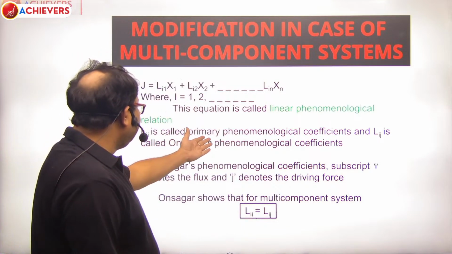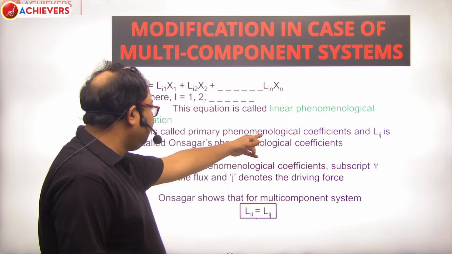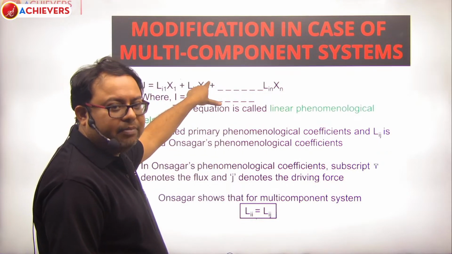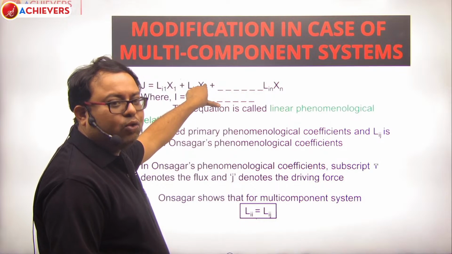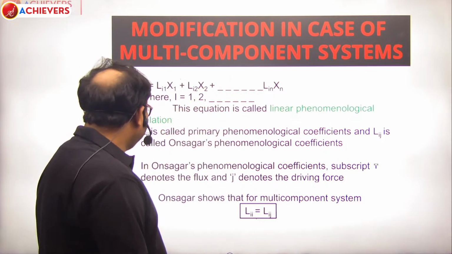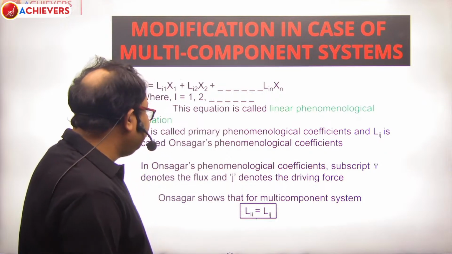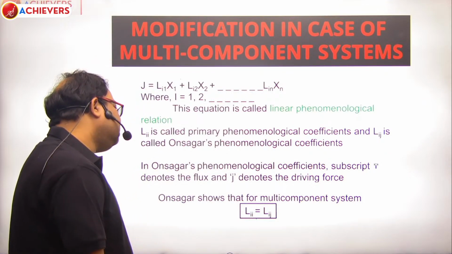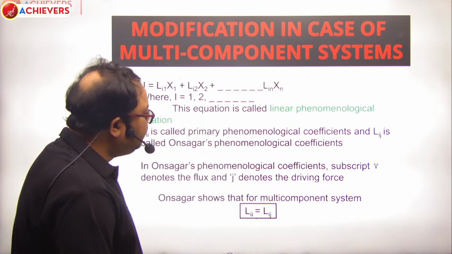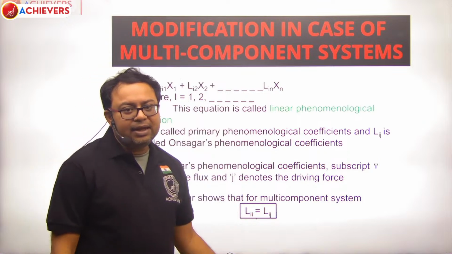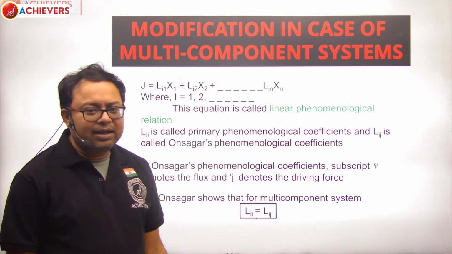L_ii is called the primary phenomenological coefficient if these subscripts are the same, say 2, 2, 3, 3, etc. Then these are primary phenomenological coefficients, and L_ij, where i is not equal to j, is called Onsager's phenomenological coefficients. And by Onsager's analysis, we find that L_ij is often equal to L_ji.